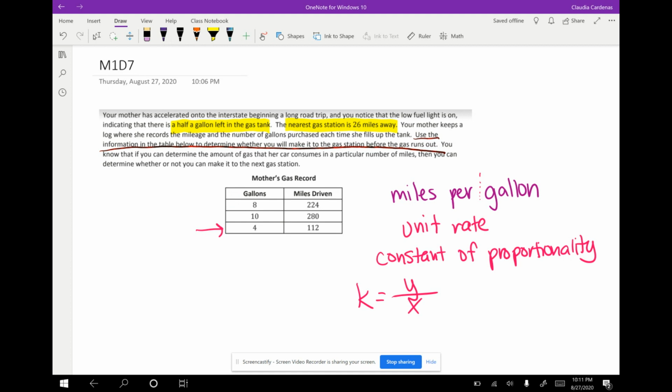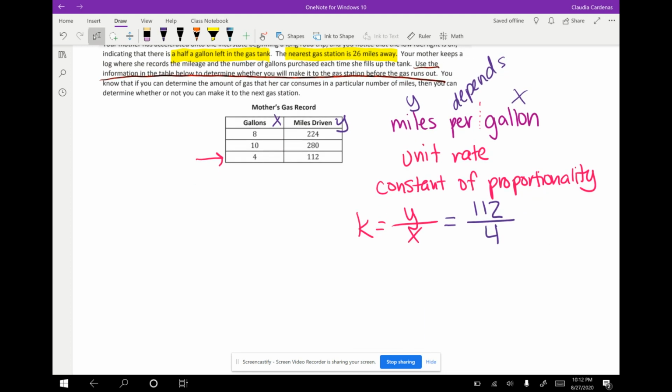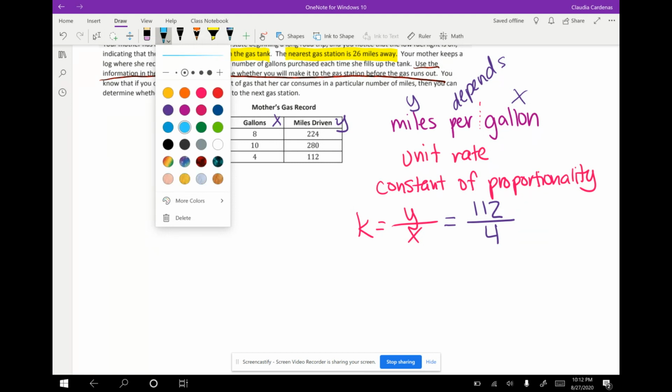But let's think about this. Do the miles driven depend on the gallons of gas that we drive? Or does the gallons of gas that we drive depend on the miles driven? So if we're finding miles per gallon, that is telling me that the miles depend on how many gallons of gas we have, right? If we don't have any gas in our car, we're not driving anywhere. So we know that y depends on x. So the miles is y and the gallons are x. Great. So now that I have that, I can set this up because my y value is 112 and my x value is 4. So we're going to break up 112 miles, dividing them into 4 gallons, right?